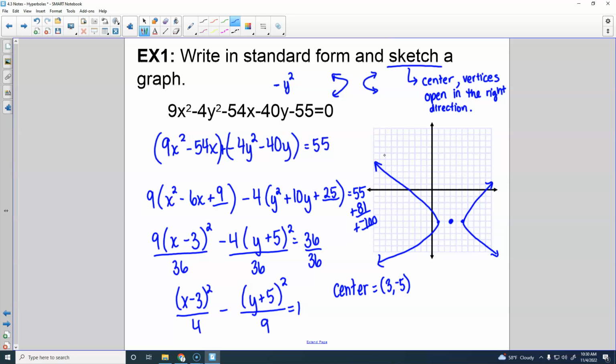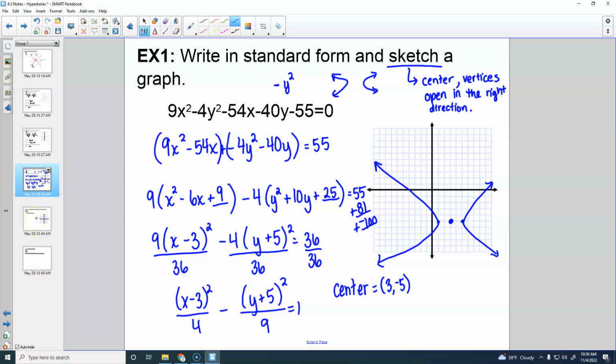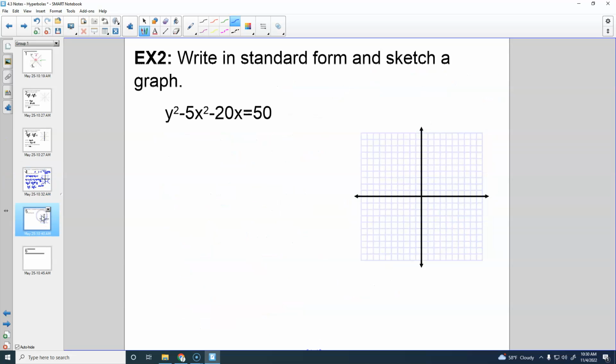Okay, as long as you get the opening direction correct and you got some sort of curve there, that's as specific as we are going to get with the graph. We could get much more specific, but that's all we're going to do. Okay? Just graphing them is fine. You don't have to write them down.